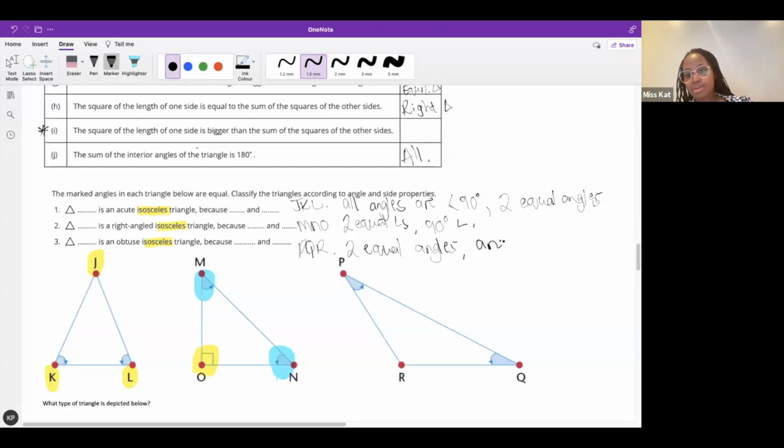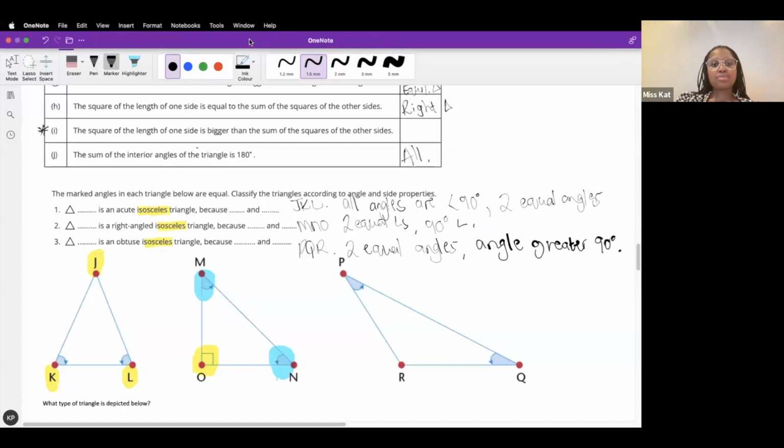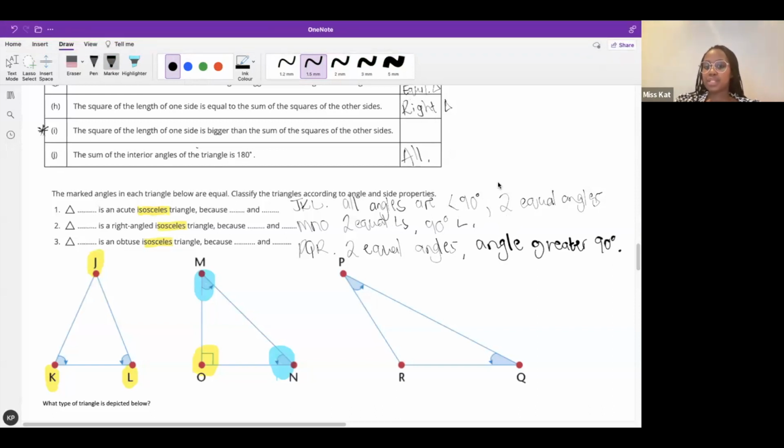So we have an angle greater than 90 degrees. Beautiful, guys. So you see these properties can overlap. These properties can overlap. Nice.